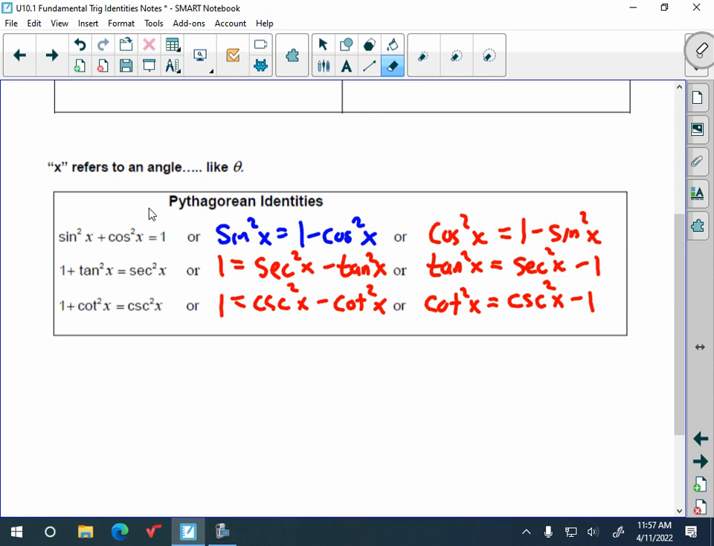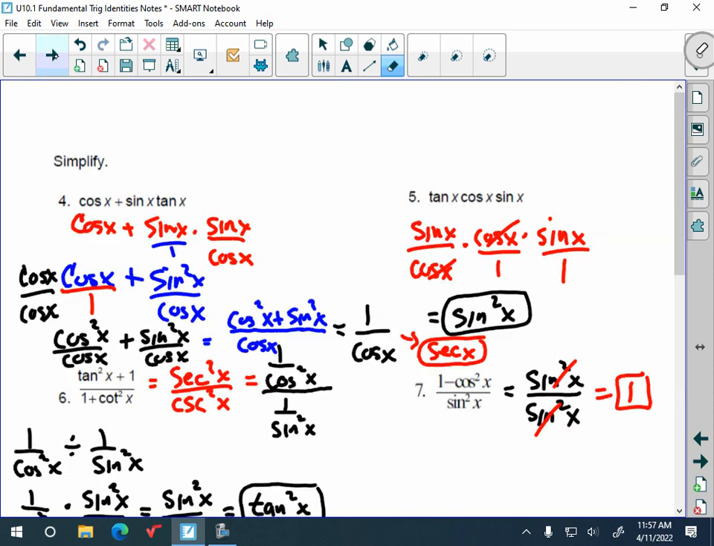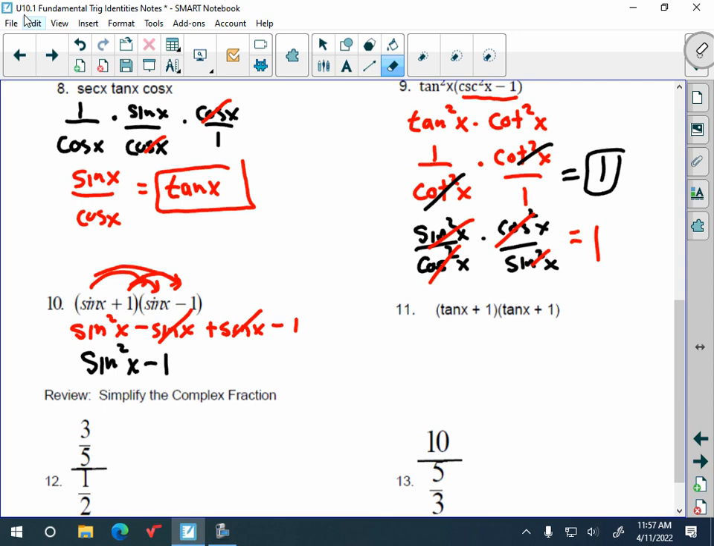I take this one right here. What would sine squared x minus 1 equal? You're close. Yeah, there you go. So if I take this and subtract the 1 over, then I get sine squared minus 1 equals something. By subtracting 1 over, sine squared x minus 1 would equal negative cosine squared. So this is going to equal negative cosine squared.